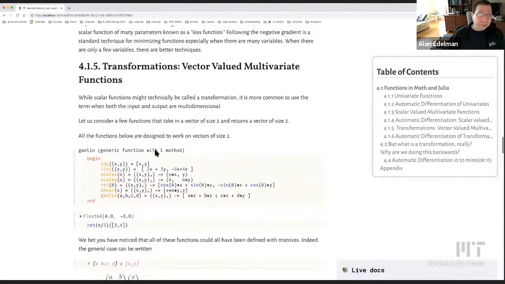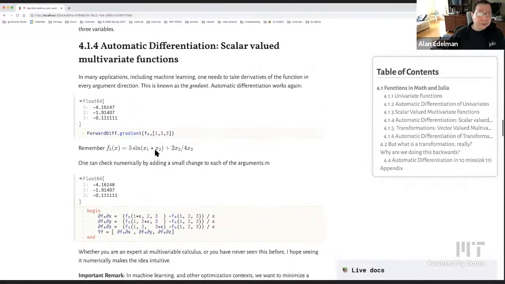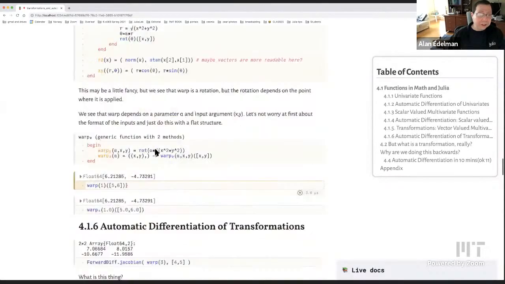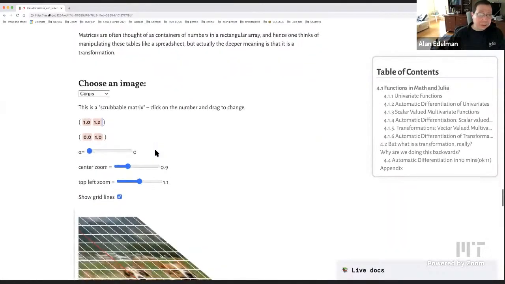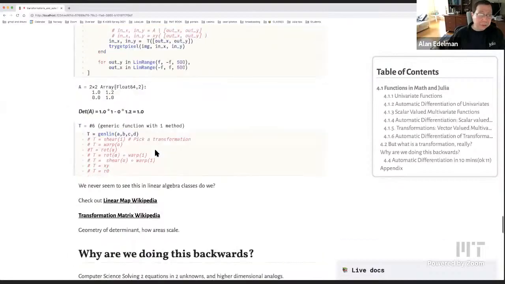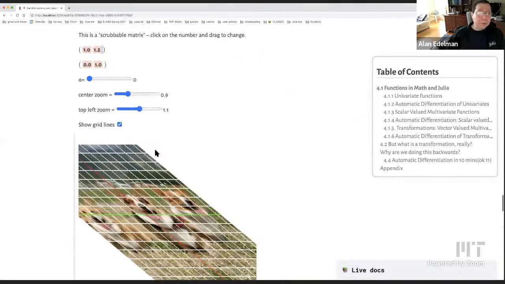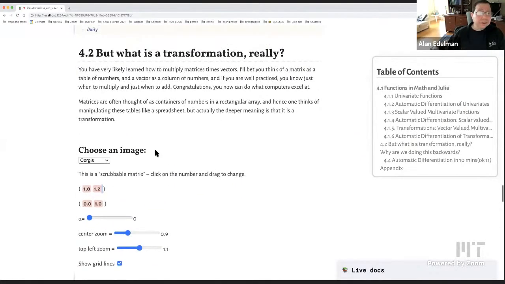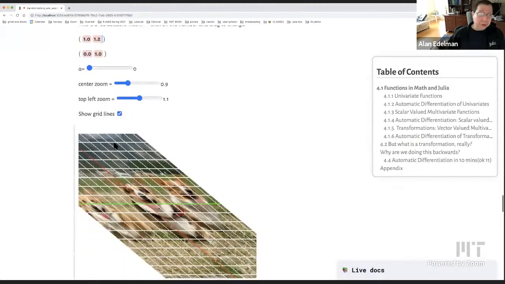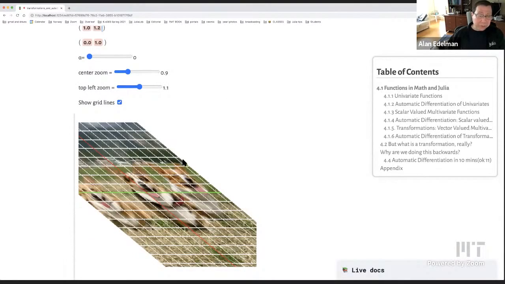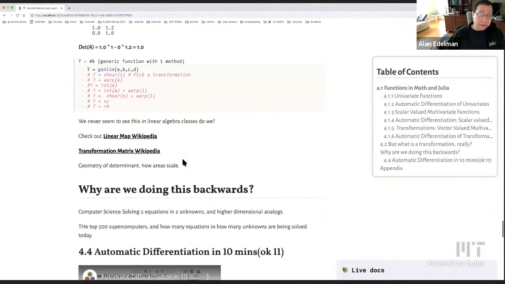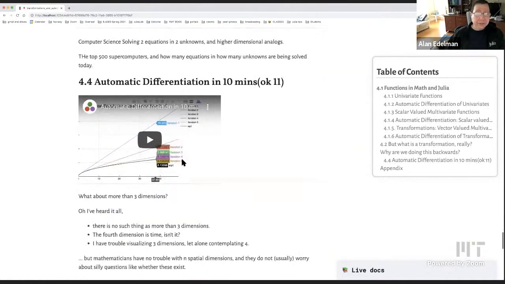I'll say more about this on Monday, but if I could find my T again. Where's my T? Where did I do it? I can't see it now. Did I move it? Choose an image, center. I think it's below the image. All right, I've lost it. Never mind. What I was going to do is warp this thing and then show it to you, but we'll do that on Monday anyway.